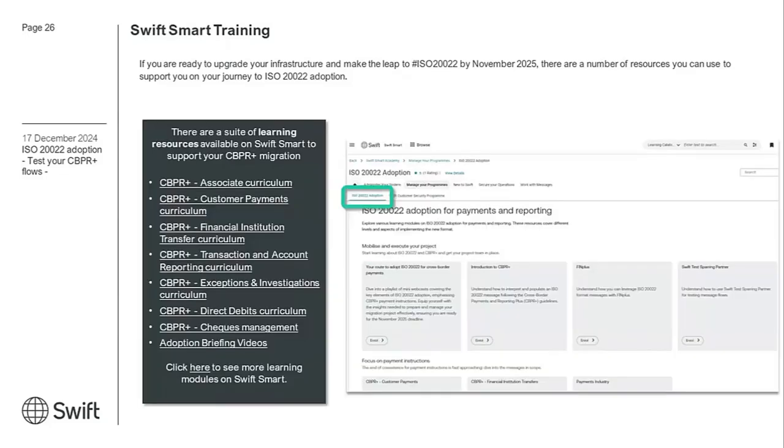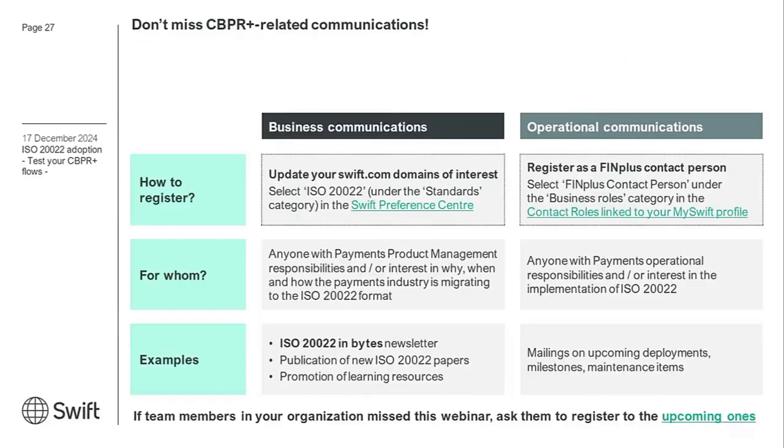And back to SwiftSmart training. There is lots of content on SwiftSmart and different modules on the CBPR Plus, whether it's different message flows separated by topic, or a whole series conducted in different modules, whether you want to maybe deepen the general understanding of the CBPR Plus guidelines. So these are just a few examples of what is most used on SwiftSmart.